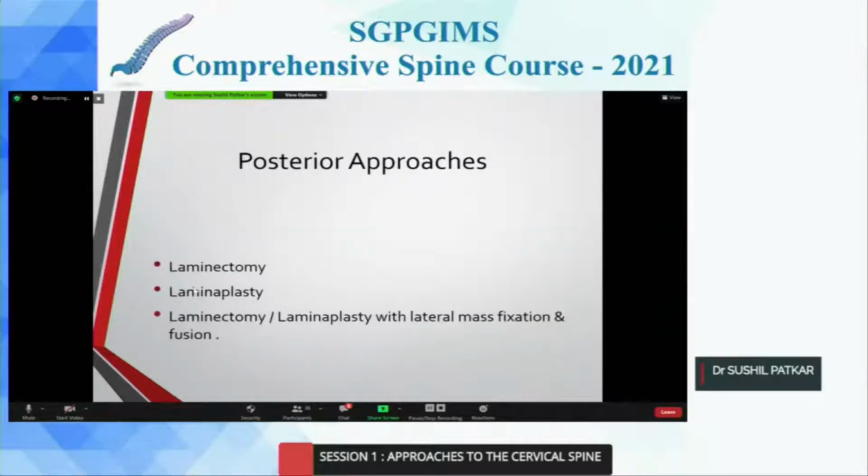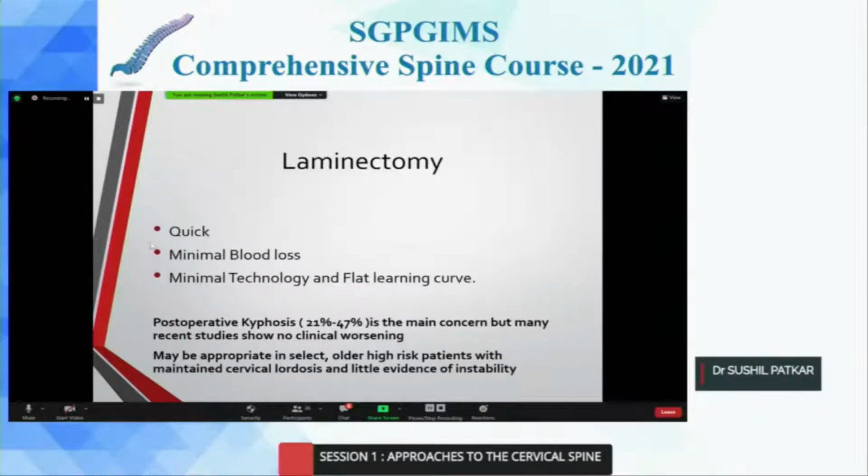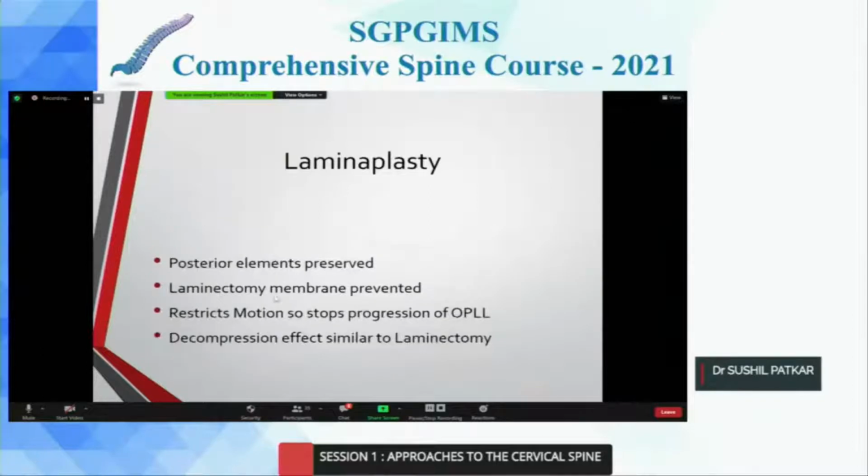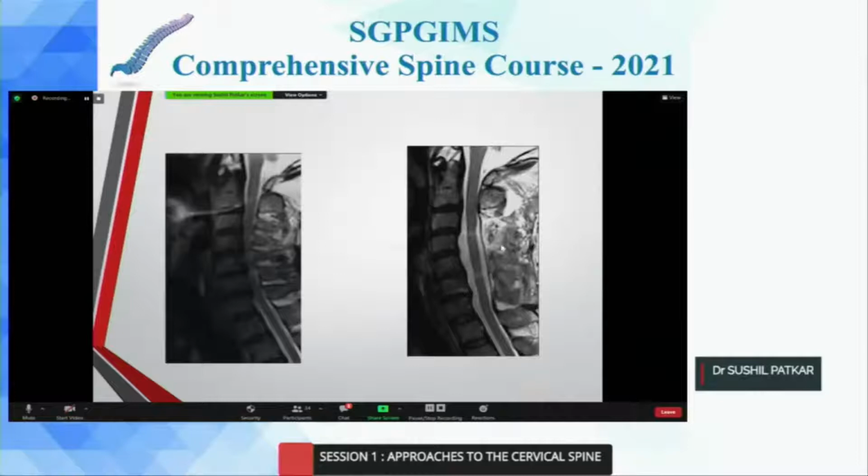So posterior approaches, you have laminectomy, laminoplasty, and laminoplasty with lateral mass fixation. The advantage of laminectomy is quick, minimal blood loss, minimal technology, fast learning curve, but definitely there is a worsening over a period of time. Laminoplasty, posterior elements are preserved. Laminectomy membrane can be prevented, restricts motion. Decompression effects are similar to laminectomy. So this is an example, you can see this, that the entire spinal canal gets widened.